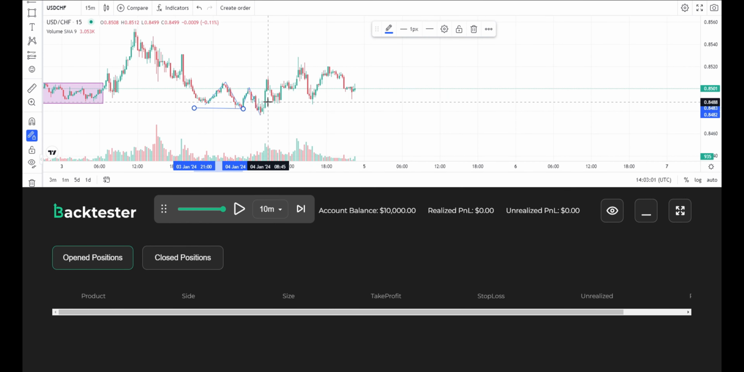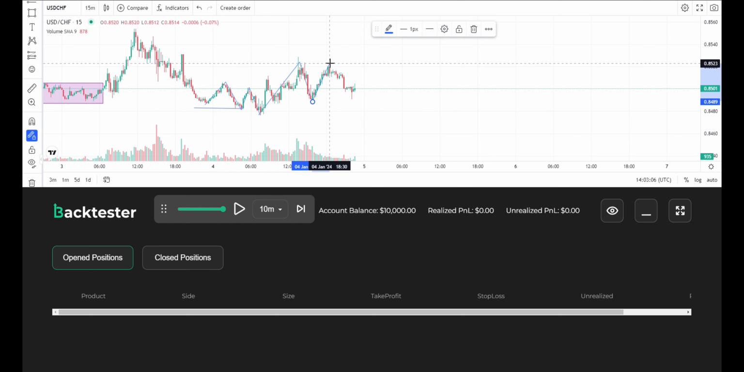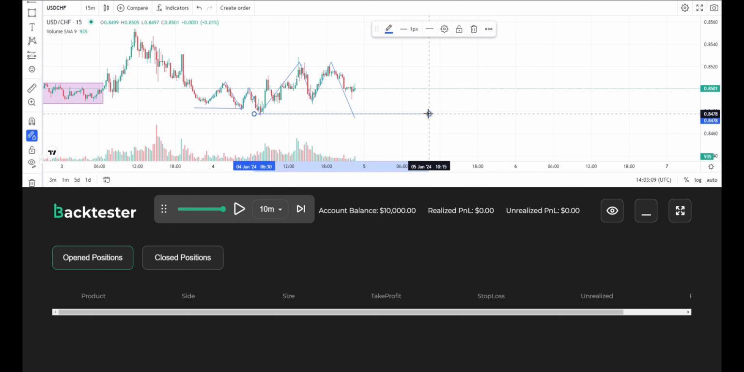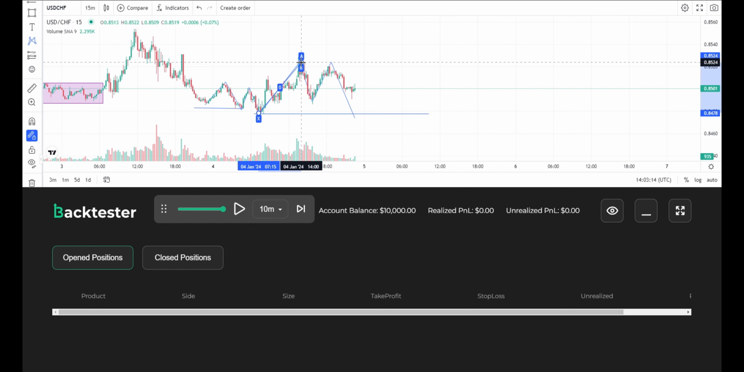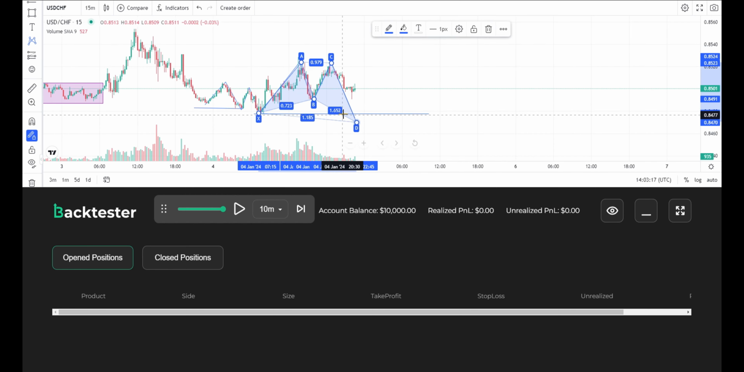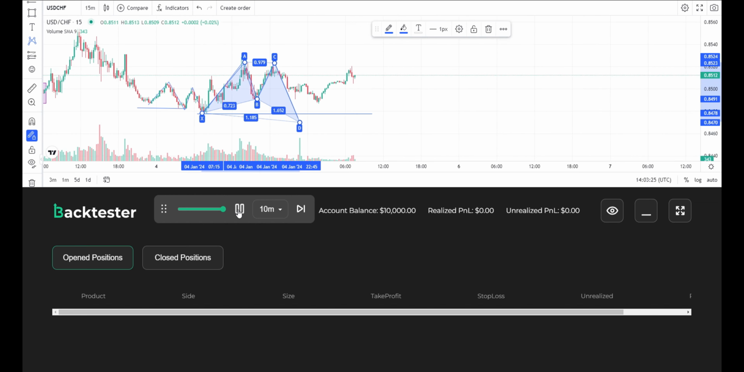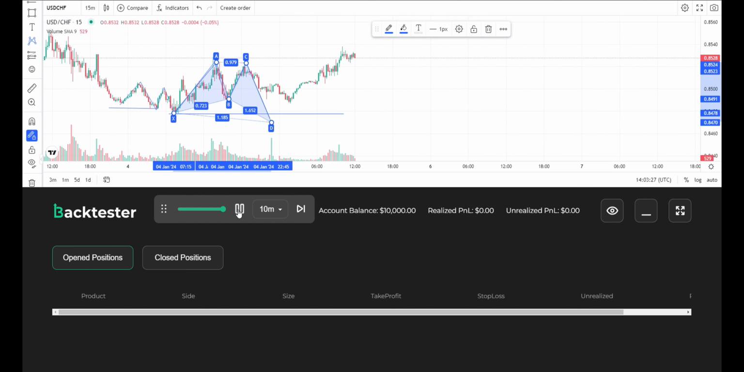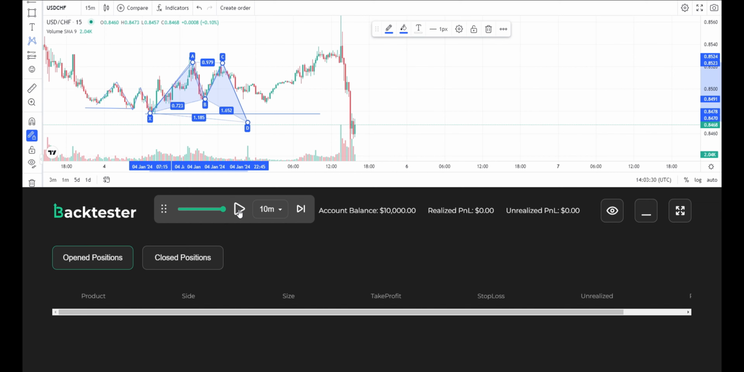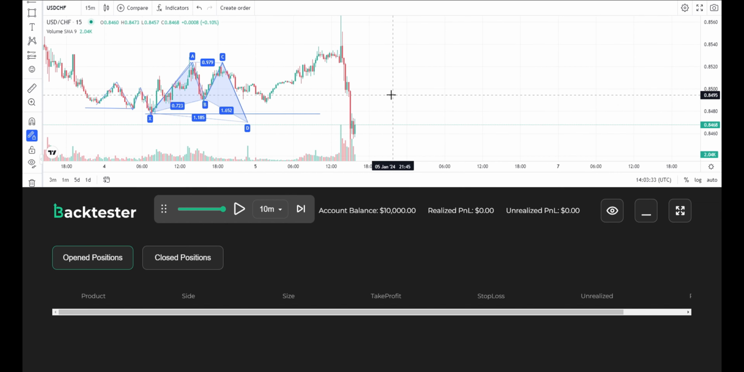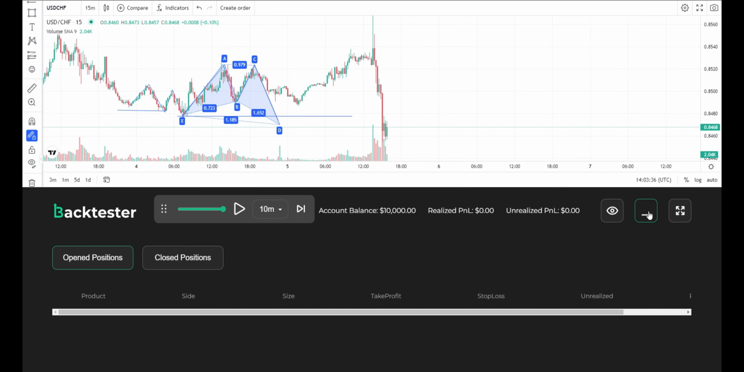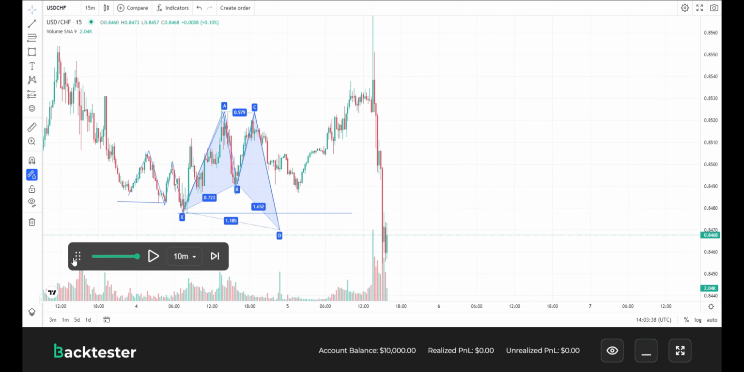Okay, so now this looks like a way better M pattern if we take it from here, but I want it to break the X area. So if we take it like this, I want the price to go lower than the X. Okay, so it went lower than the X. We can actually minimize this to maximize our chart.